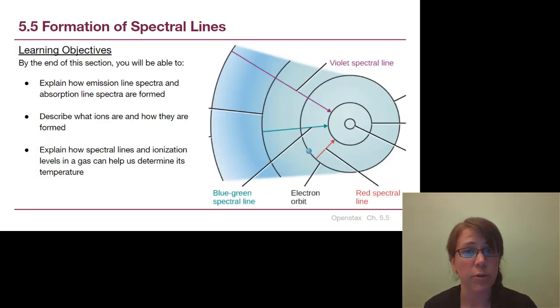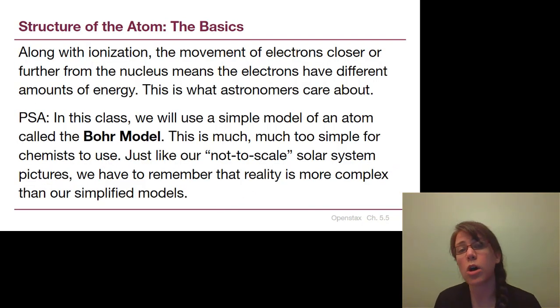Now, section 5.5 actually gets into what else about the electrons astronomers care about. Along with ionization, the movement of electrons to being closer to the nucleus or farther from the nucleus means those electrons are carrying different amounts of energy. This is what astronomers really care about.